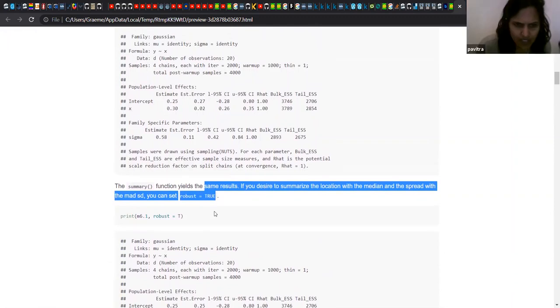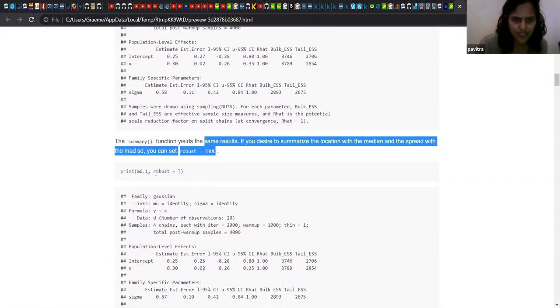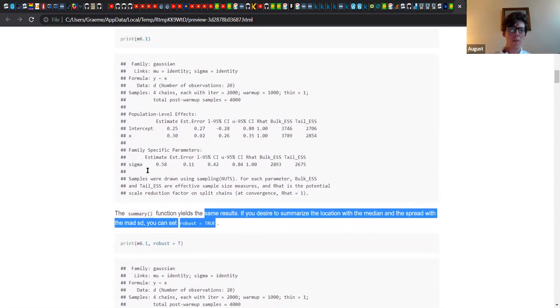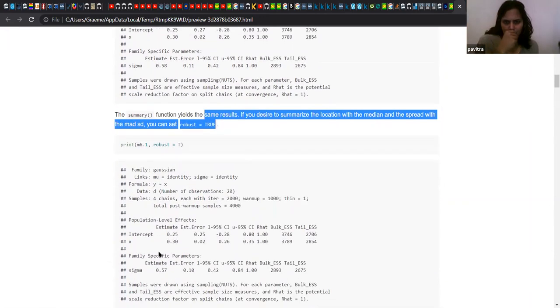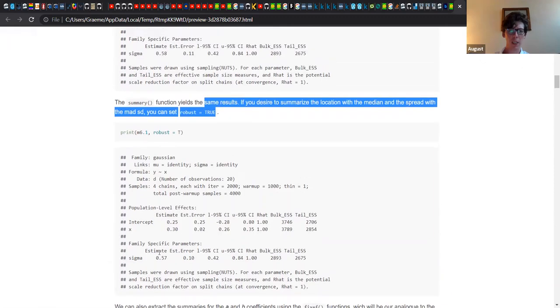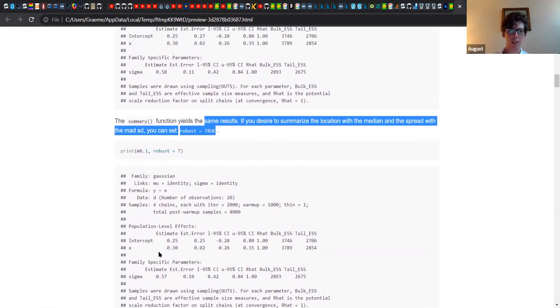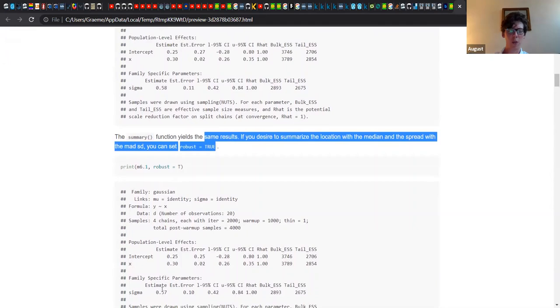Where do you set the robust to be true, August? Where is that option? Okay, got it. It's robust true, and apparently that changes things, but I can't see where. Oh, look, there you go.